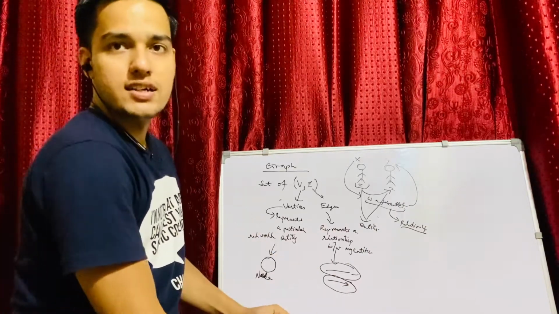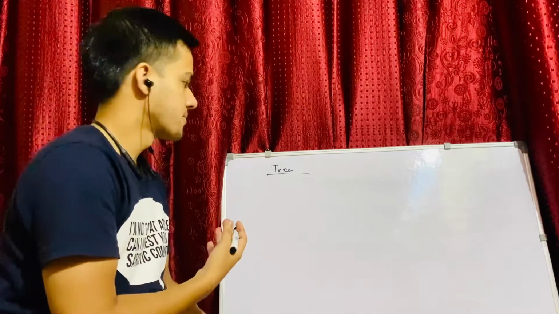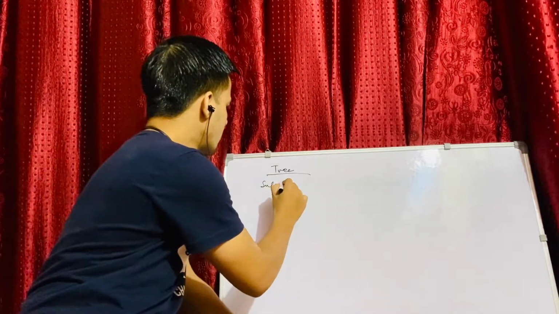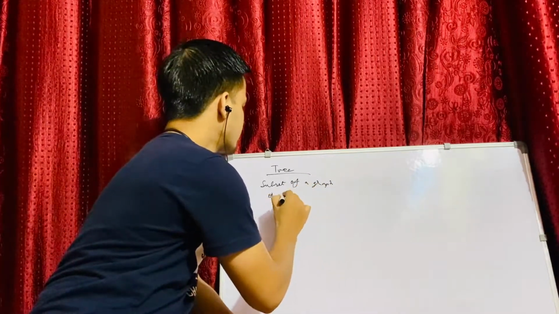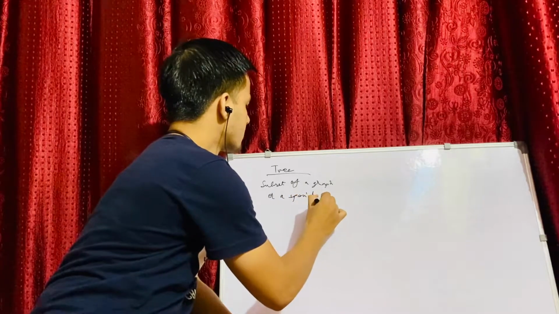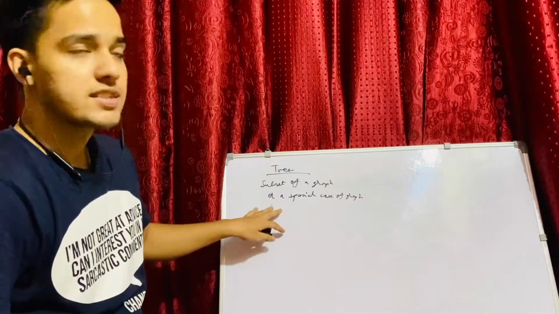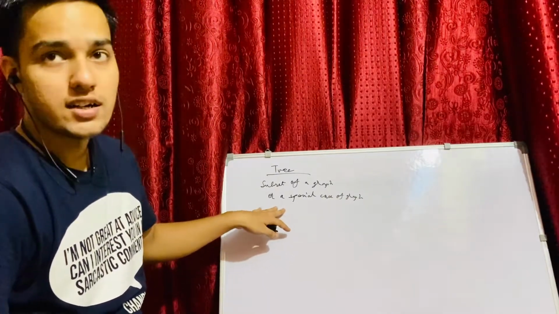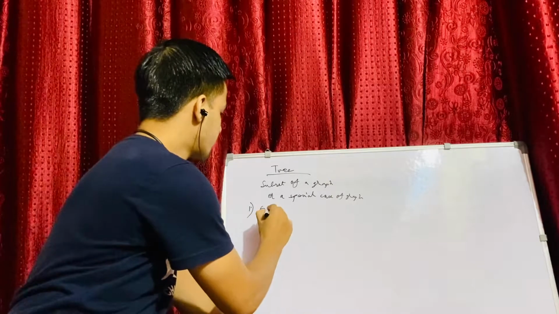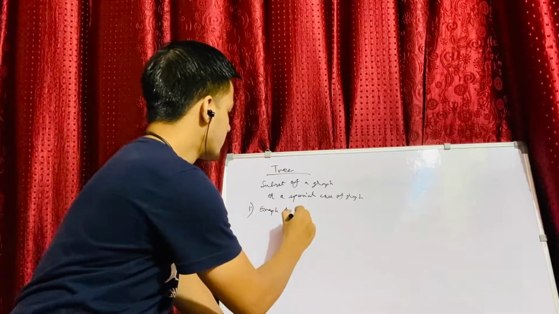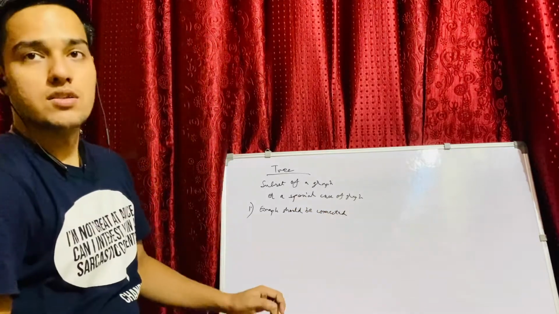Now, since we have an understanding of what a graph really is, let's build some intuition on what a tree really is. A tree is a subset of a graph, or you can say a special case of graph. There are certain conditions that a graph needs to follow for it to be a tree. The first condition is that the graph should be connected.